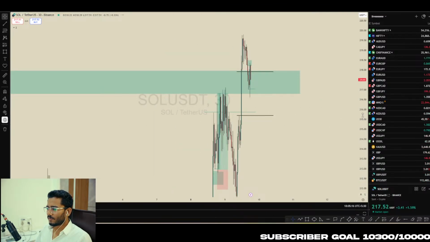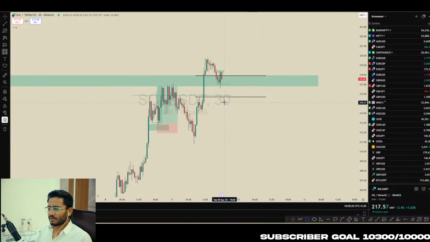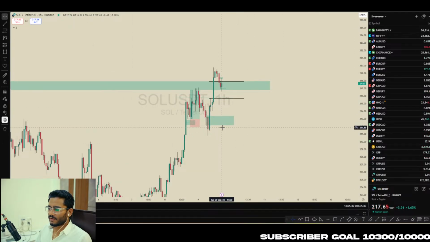But if you look at 30 minutes, then we have two areas of interest. First one is this area, and second one is this one. And there is this breaker block. So a lot of areas, a lot of important areas. This one broke structure, this one swept the liquidity. So let's wait for choch or any change of pattern. Then we'll decide if we want to enter or not.